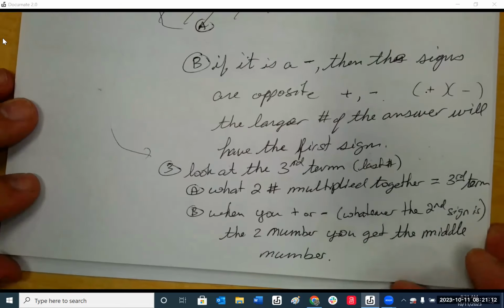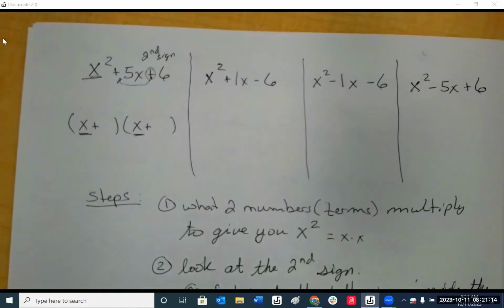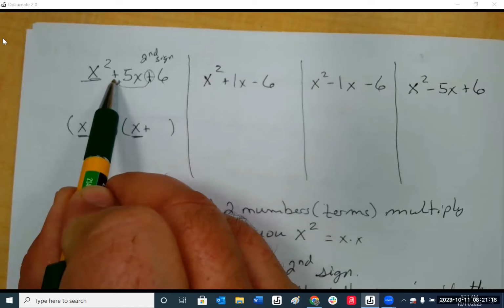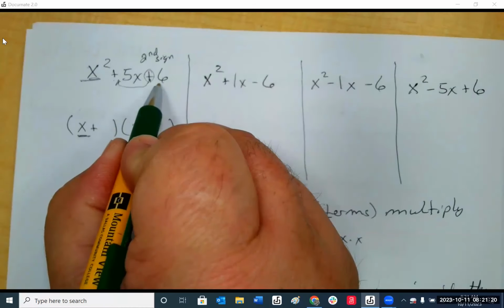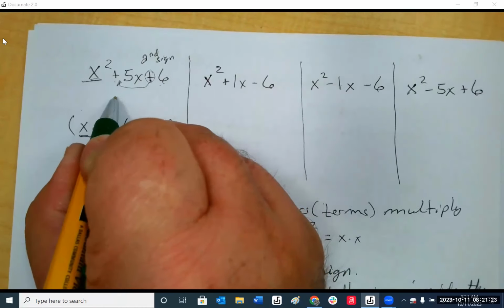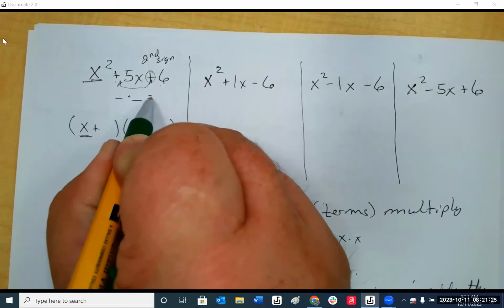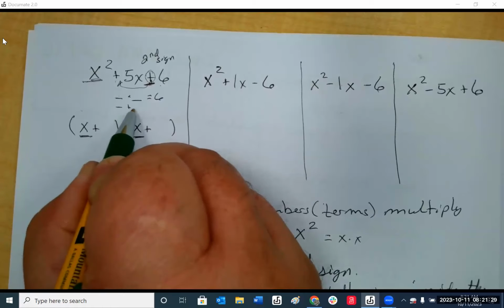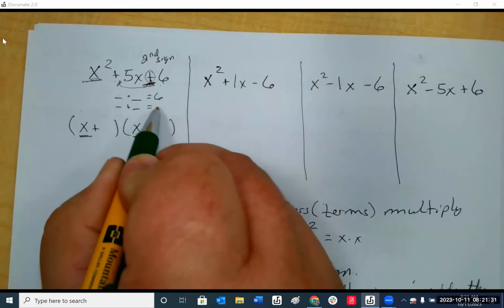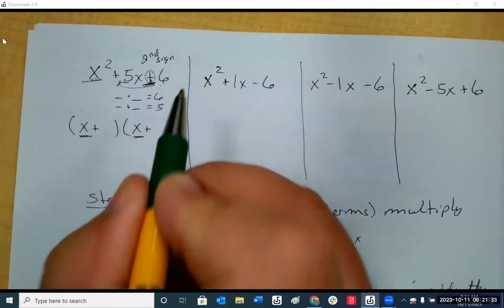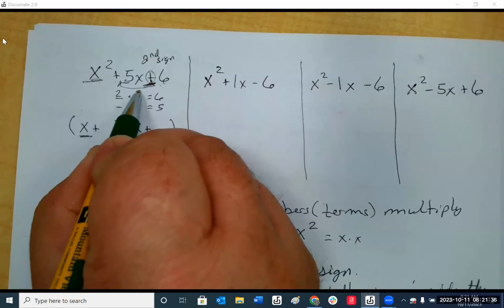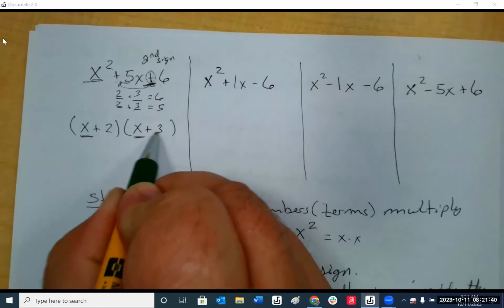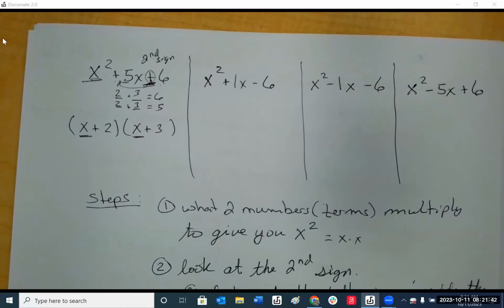Let's see what all this stuff means. So, second sign's a plus, so they're the same. They're both plus in this case. What times what equals 6? So that's plus. When we add them, because that's a plus, we get 5. 2 times 3 is 6. 2 plus 3 is 5. So those are our answers. Those are our factors.